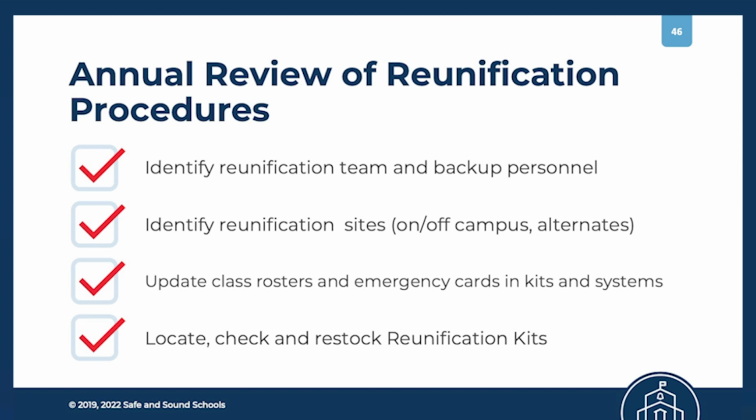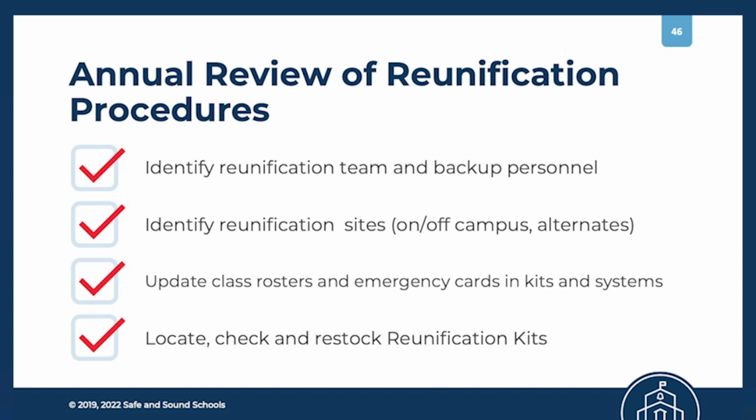The annual review of reunification procedures is also really important to this whole process. We want to make sure that we have identified who that team is, who are the backups. We want to know what are the potential reunification sites on and off campus, alternatives. Are they still available to us? Has something changed? Has ownership changed? These things are important for us to be reviewing annually.